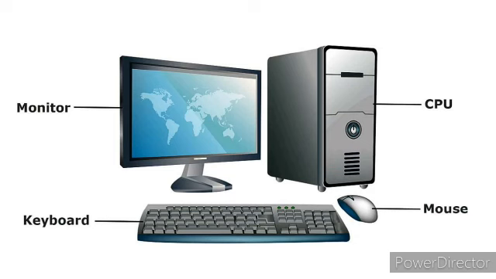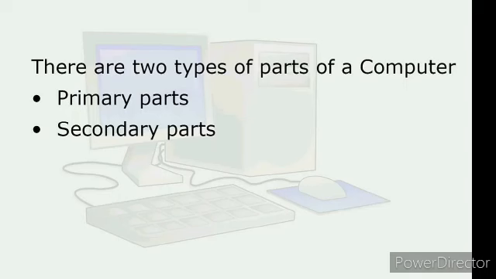Here is a picture of a computer. In this picture, you can see different parts of the computer, such as the monitor, CPU, keyboard, and mouse. There are two types of parts of a computer, primary parts and secondary parts. Primary parts are the main parts of a computer and secondary parts are the peripheral parts.